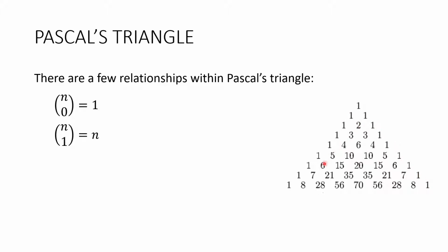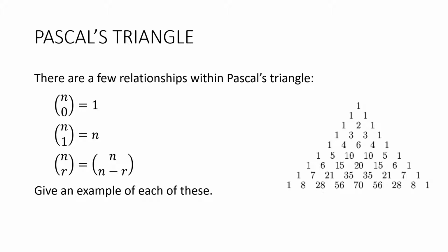nC1 is always equal to n. So these are these here. So when n is 4, 4C1 is equal to 4. And the symmetry: if you take any entry, say this one here, this is nCr, it will equal nC(n minus r). Okay, so there's 21s here, 56s here.